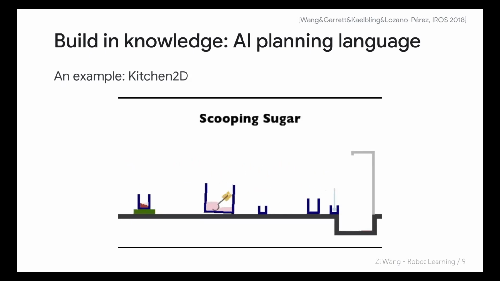So let's first look at some examples that actually enable these kinds of behaviors. We built this environment called Kitchen 2D. It was actually done around 2018. And the goal there is to create a flexible environment that a gripper robot, the little yellow thing there, can move around in this 2D world and interact with objects in the scene.